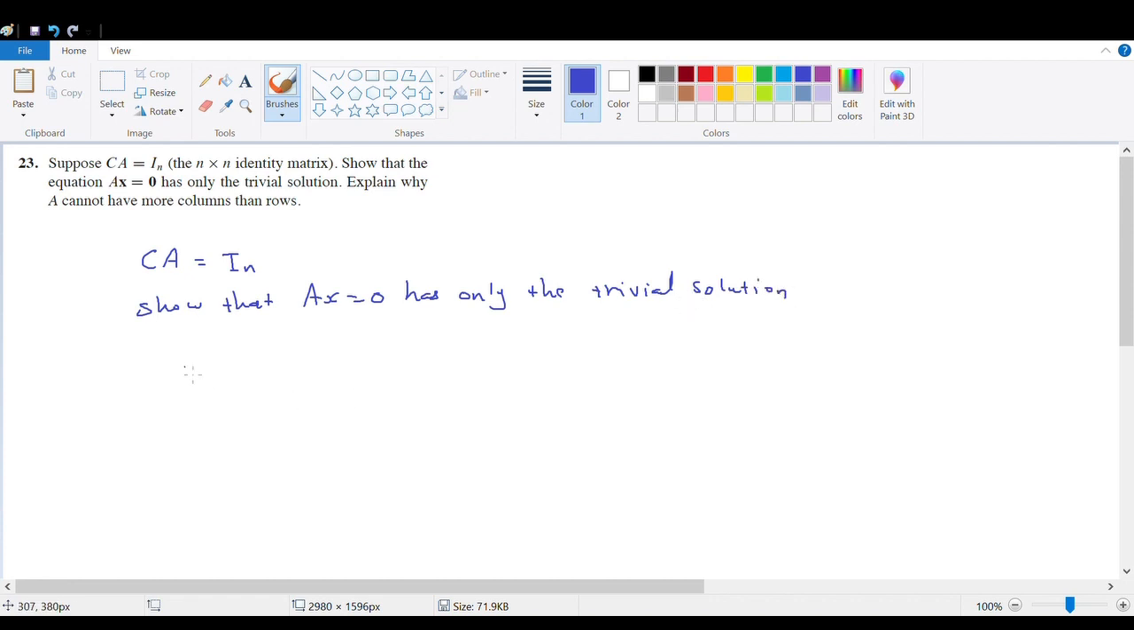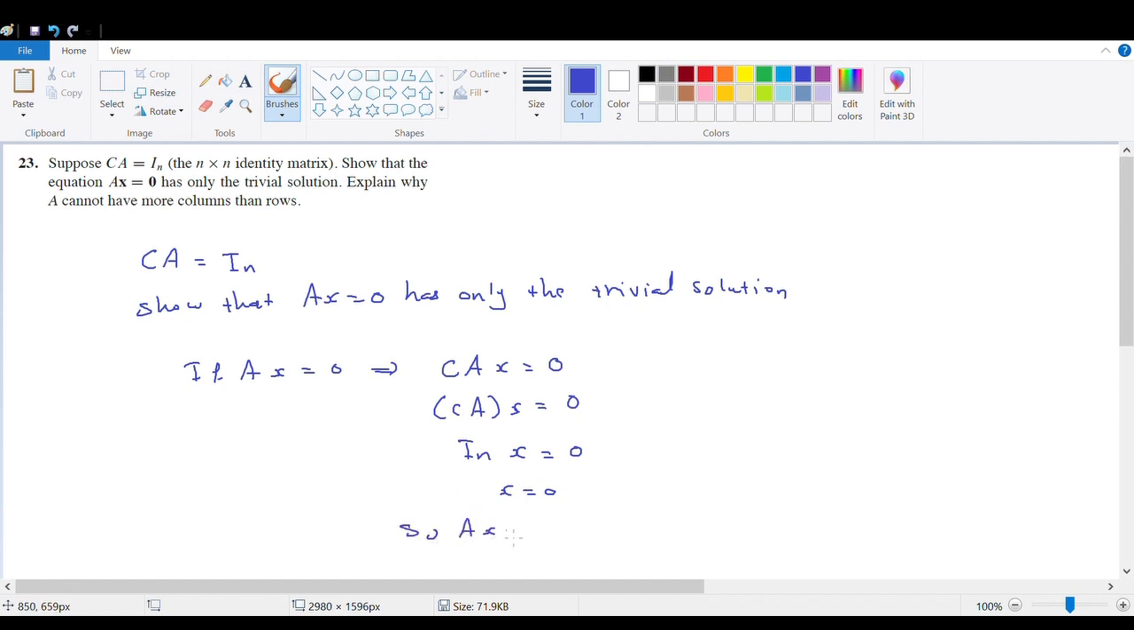So now if Ax is equal to 0, that means if we multiply both sides by C, we get CAx is equal to C multiplied by 0, which will give us 0. But we know that CA is equal to In. So CAx is equal to 0, CA is just In, so x is equal to 0. So from here x should be equal to 0, that means we only have the trivial solution.